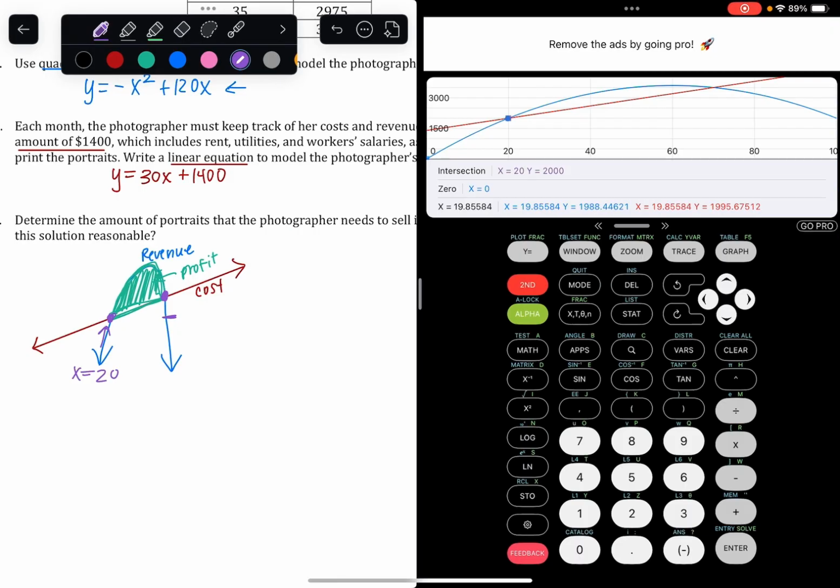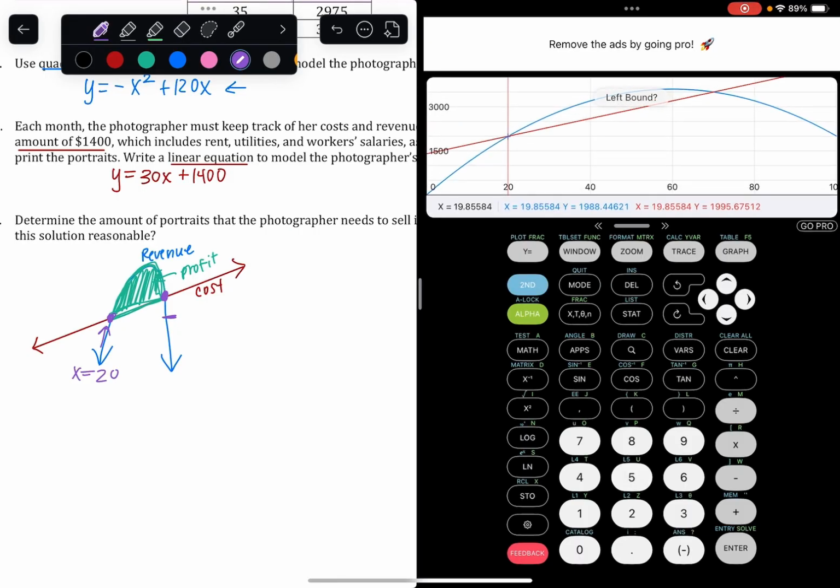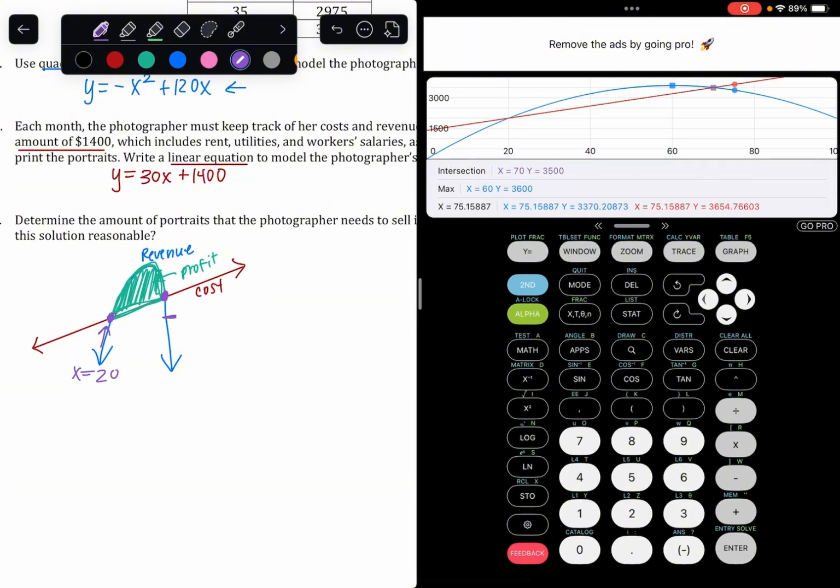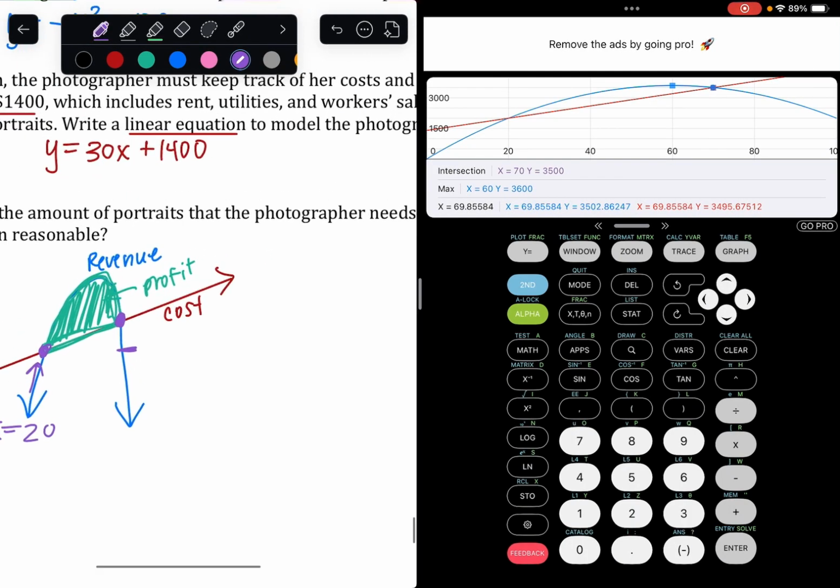And then now we're gonna do the same thing for the second intersection. Second trace 5, you gotta do those options again. And then for my left bound, I'm still gonna be to the left of the second intersection. And so maybe about here at the 60. And then for the right bound, make sure you're to the right of the intersection. So keep pressing the right arrow, enter. And then to guess, just get as close as you can and press enter one more time. And then it'll say your intersection. And for me, it says 70 for my X value.